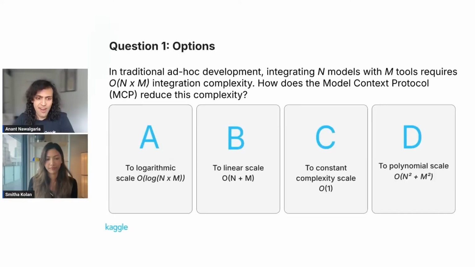Your options are A, to logarithmically scale it, O of log N of M; B, to linearly scale it, O of N plus M; C, to constant complexity scale, O of 1; or D, to polynomially scale it. Think back and the answer will be shown in 3, 2, 1, and it's B. MCP helps in linearly scaling your N models into M tools integration.